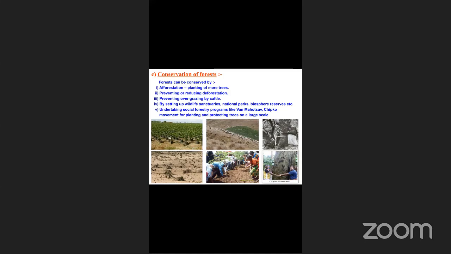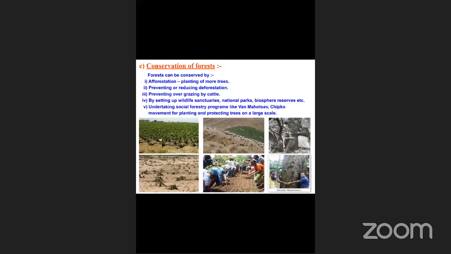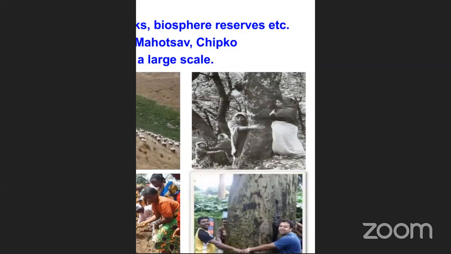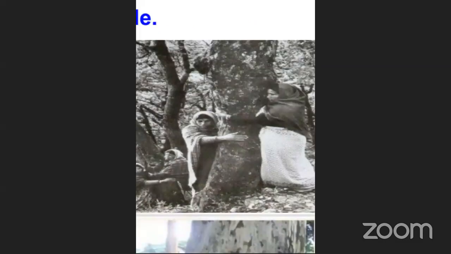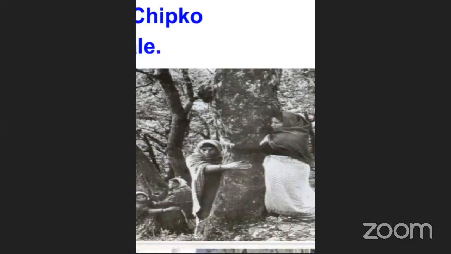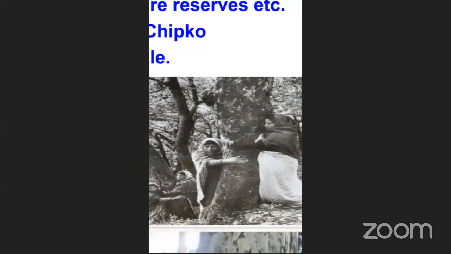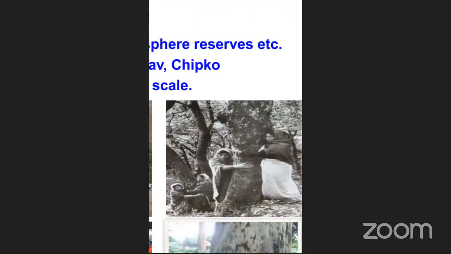You can see this picture. See the picture. Is it clear that picture? What these ladies are doing, just see in this picture. What are they doing? What are they doing here? Sticking to trees. Yes, they are hugging the trees and they are telling not to cut the trees. Chipko movement. Yes, Chipko movement.